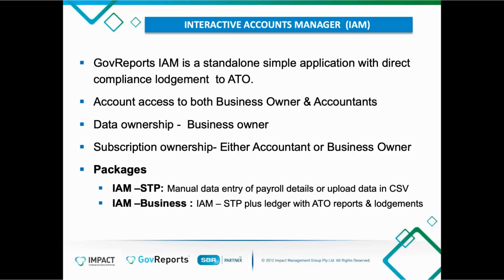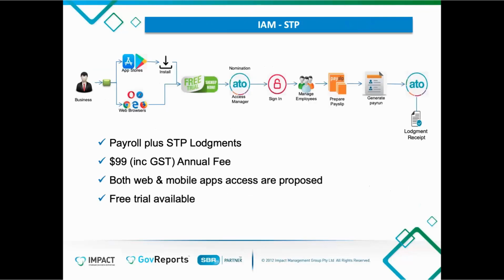So the first one is the IAM STP, which is manual data entry of your payroll details or uploading a CSV. So if they're using Excel, you can upload a CSV file. It is an absolute cut-down version even of the IAM software. And then there's IAM Business, and it is a small accounting system, if you like. It obviously has single touch payroll, but it also has all the other facilities that you would need in an accounting package, but very simple.